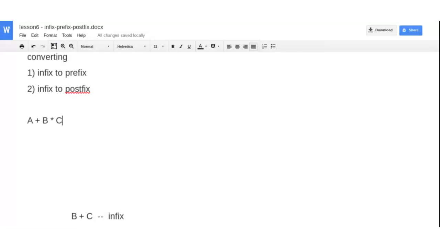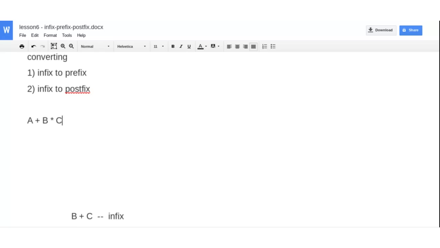We want it to be prefix. So we have to do the fully parenthesizing, put brackets around every operator and its operands. But remember, you still need to, first of all, consider the already existing order of precedence of the operators. And so you have to put your brackets still considering the precedence of each operator.